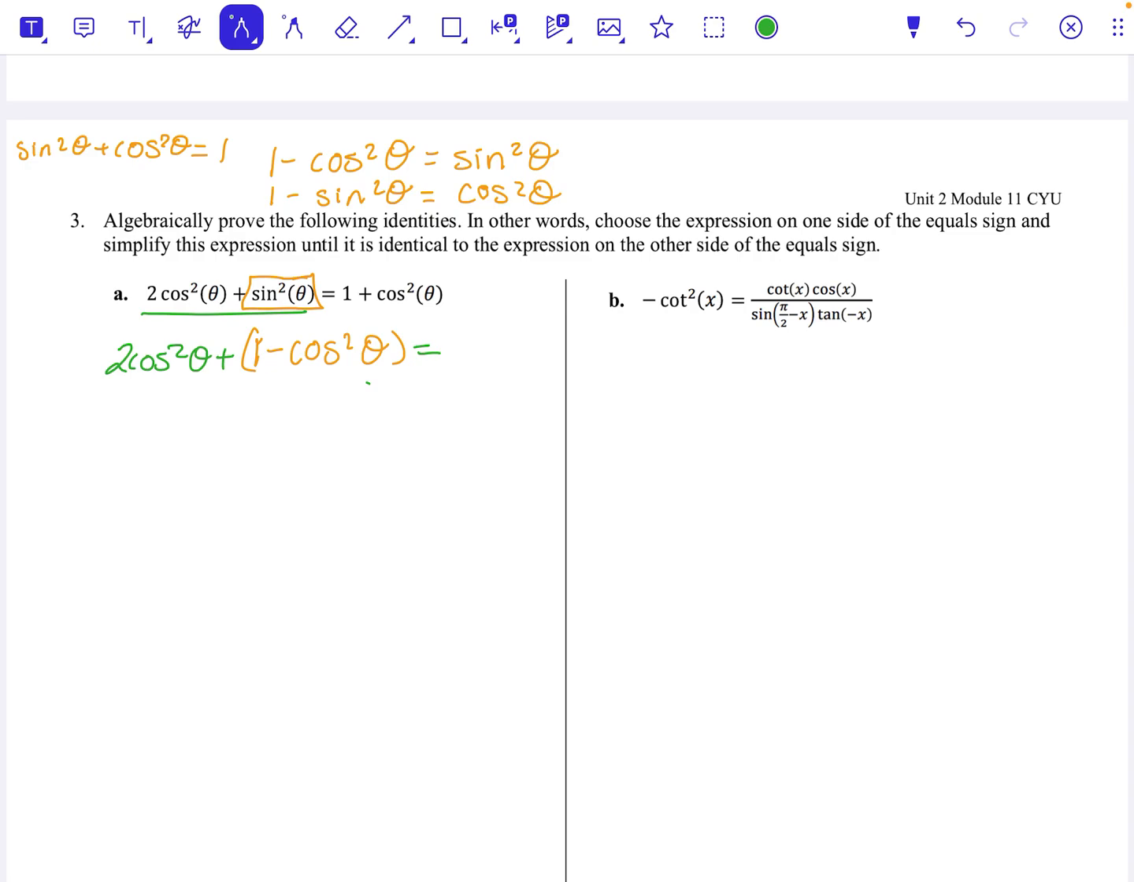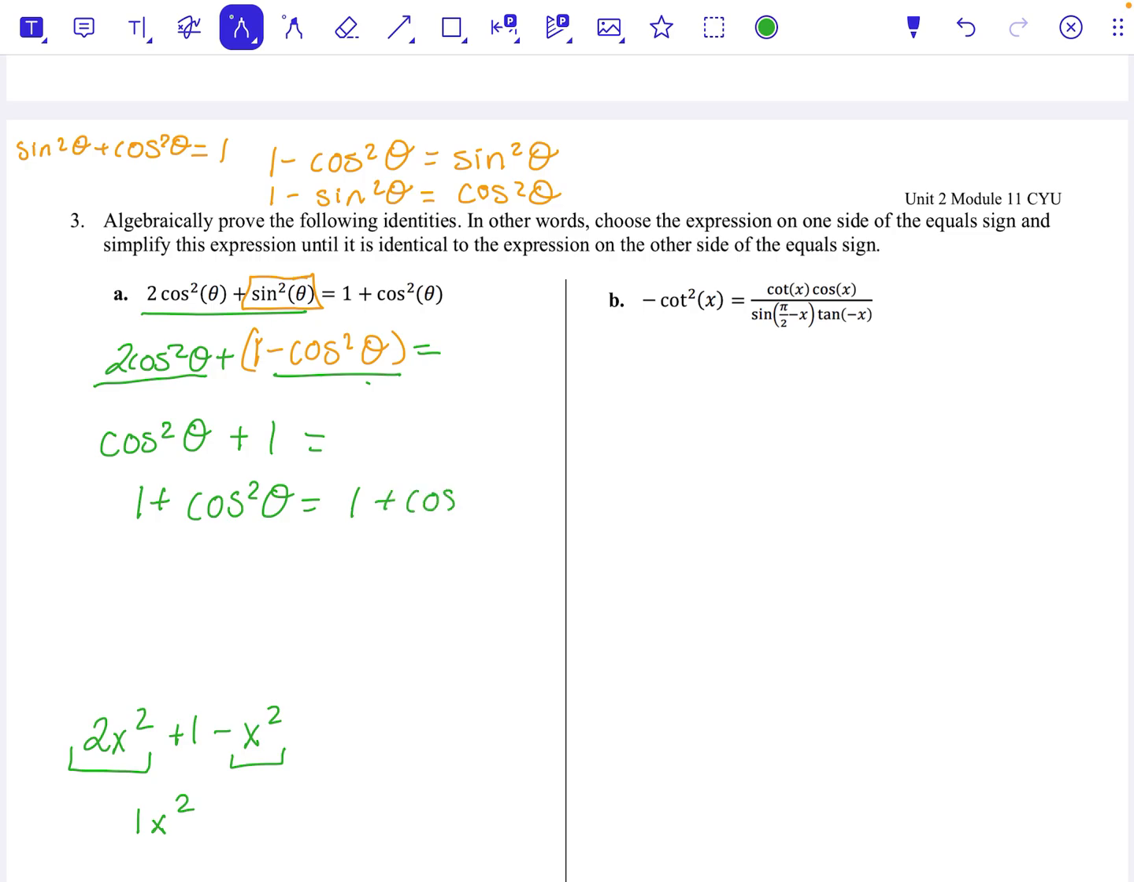This is no different, and I'm just going to put a little note down here. If I had 2x squared plus 1 minus x squared, think about combining like terms here. If I had a 2x squared minus x squared, that's really just 1x squared. And so I can treat the cosine squared thetas the same way. It's just like a variable. So I have 2 cosine squared theta minus cosine squared theta, which is just equal to cosine squared theta. And I still have that plus 1. Now a little bit of commutative property and flip the order so that it matches the 1 plus cosine squared theta.